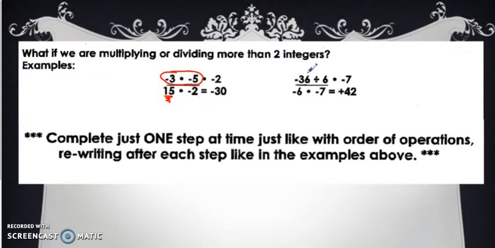Same with division. I'm going to start with these two first. And we have negative 36 divided by a positive 6. Different signs leaves us with a negative 6. Bring down the multiplication and the additional integer, and we have negative 6 times negative 7. Same sign makes us a positive. So negative 6 times negative 7 is a positive 42.